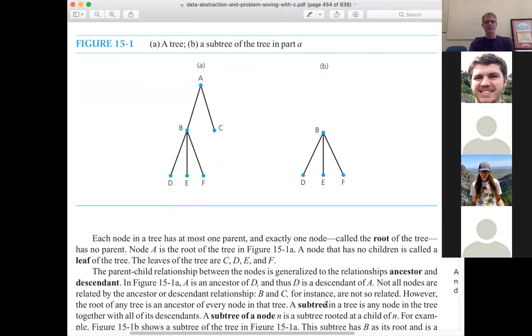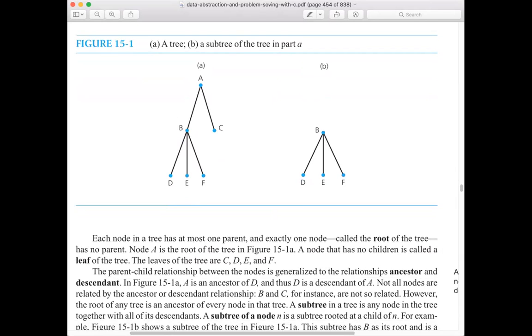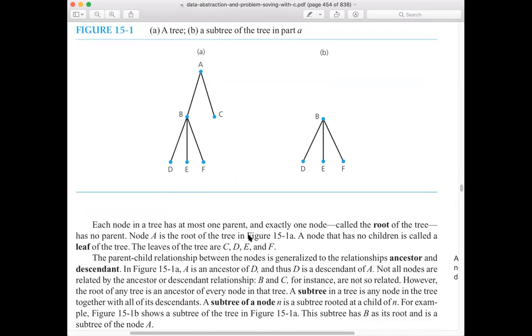Okay, so you can use the word subtree. So this tree right here that has B as its root would be a subtree of the tree whose root is A. So hopefully that makes sense. And then even just this node here, D all by itself, is a subtree of the tree A. It has one node in it.